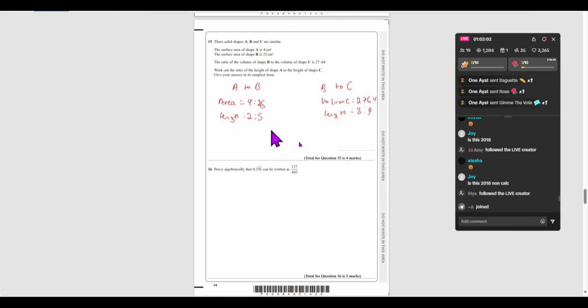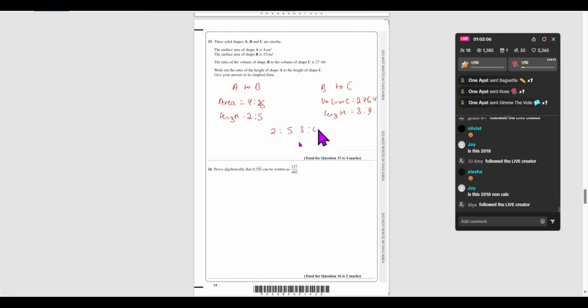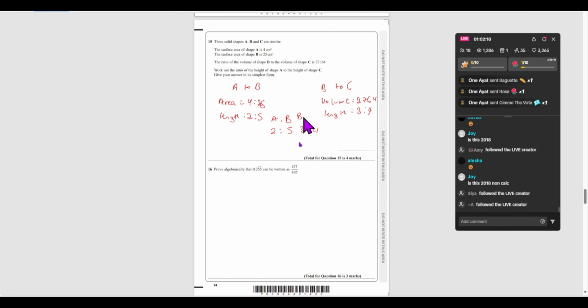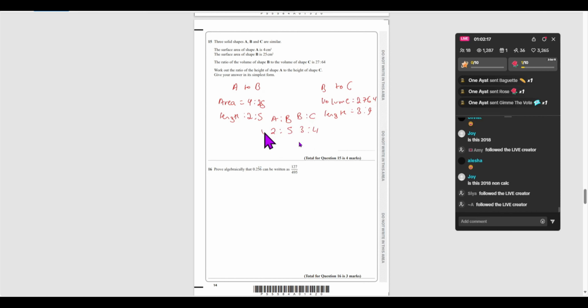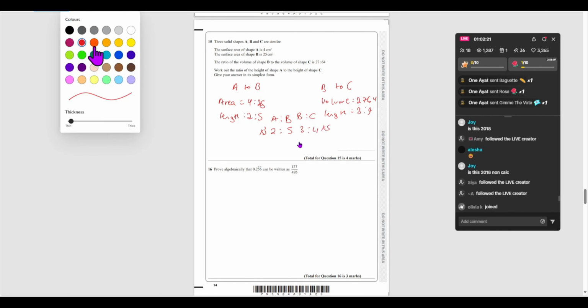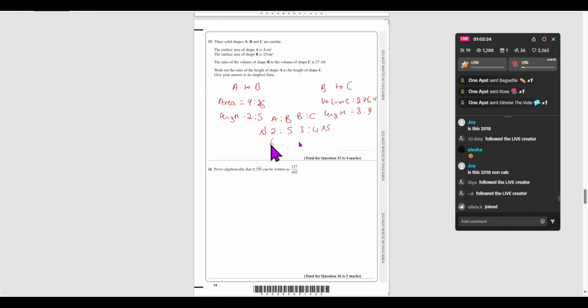After we have done that, we've got our two length ratios: 2 to 5 and 3 to 4. That's A to B and B to C. Now we need to make the B's the same. So we just multiply this one by 3 and this one by 5, and then you will get 6 to 15, and 15 to 20.